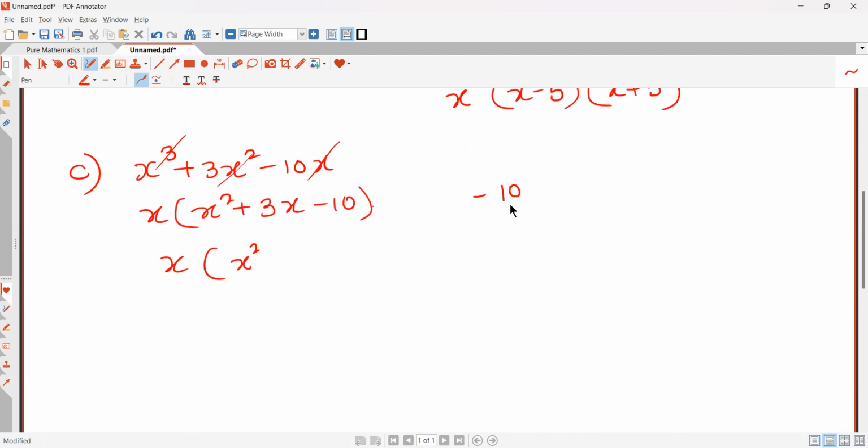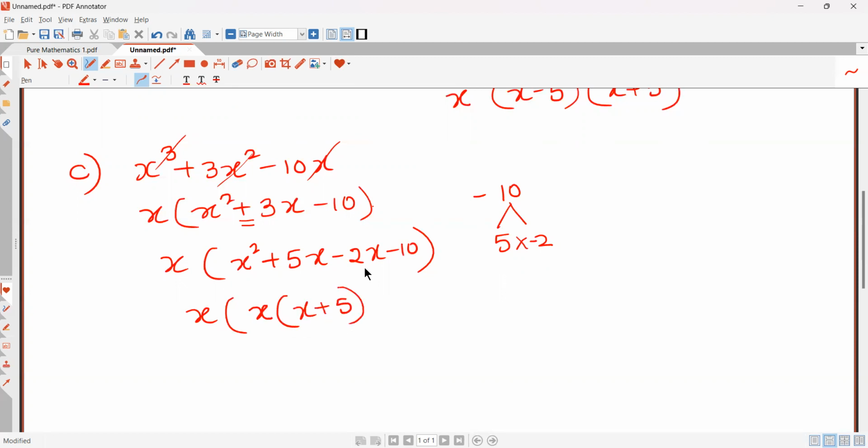If I divide minus 10 into 2 parts, it's going to be 5 into 2. You see, your x is positive here, so let this be the minus, because 5 minus 2 is plus 3. So x squared plus 5x minus 2x minus 10. If you take x common, it's going to be x plus 5. Again, if you take x common, sorry.